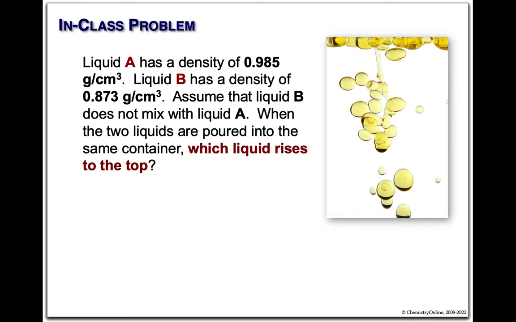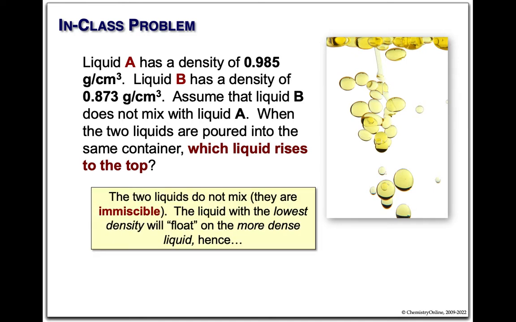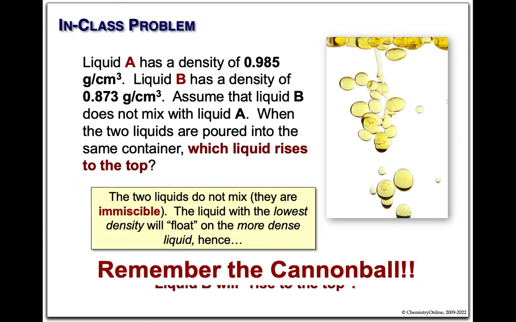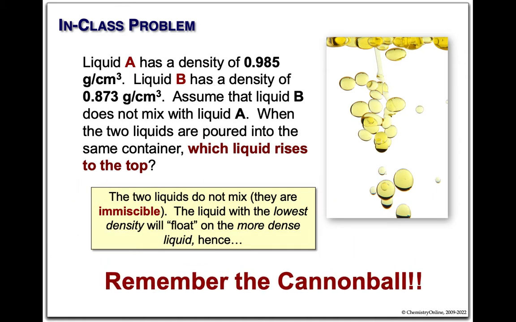Well, the density of water is about 1. The density of oil is 0.873. The liquid with the lowest density floats on the other, and the oil rises to the top. Whenever you encounter a problem like this, what do you remember? The cannonball. Cannonballs float on mercury.